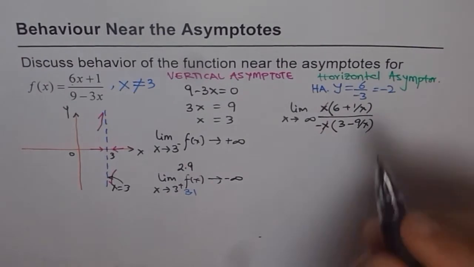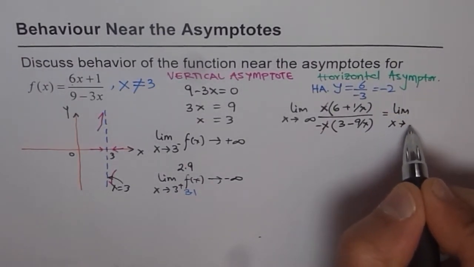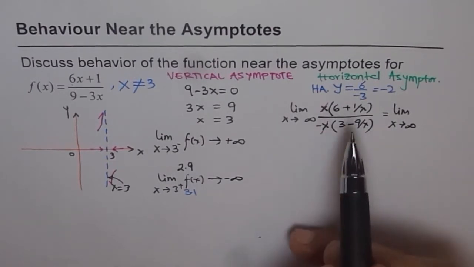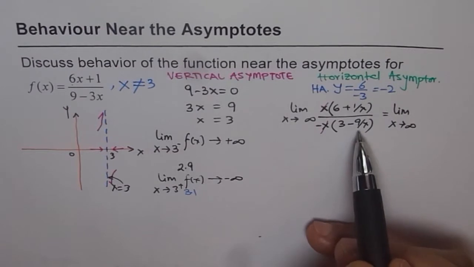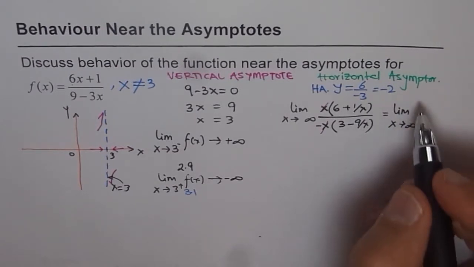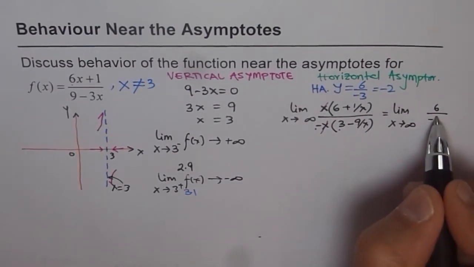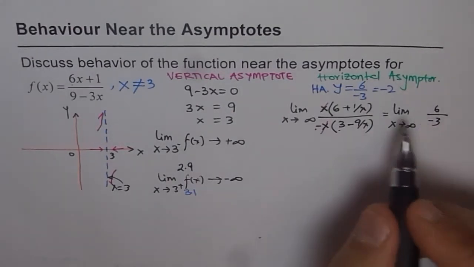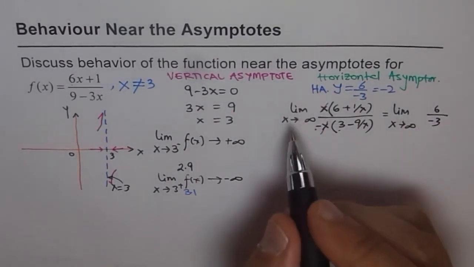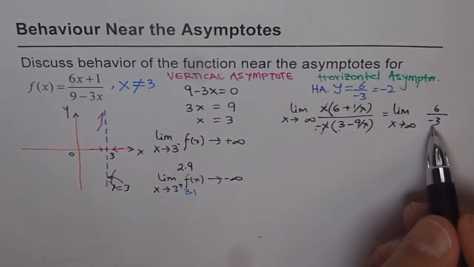And what do we get? We get the limit as x approaches infinity. And as you can see, if x is a very large number, 1 over x will be 0. Same is the case with 9 over x. So we are left with 6 over minus 3, right? Minus 3. So that is the horizontal asymptote for us. We got the same horizontal asymptote which we expected. As x approaches plus infinity, the function approaches 6 over minus 3.